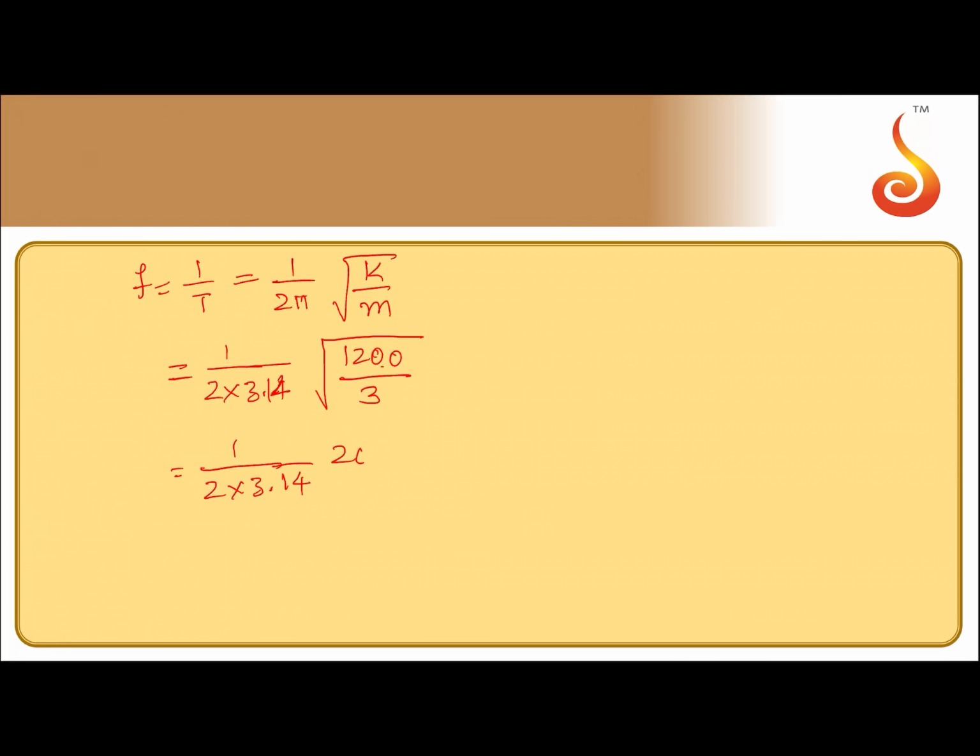So this will turn out to be 1 by 2 into 3.14, and this will become 400. The square root of 400 is 20. So that is 10 by 3.14. 10 by 3.14 is 3.18 hertz or per second. So roughly it is 3.2 per second. So that is option B.